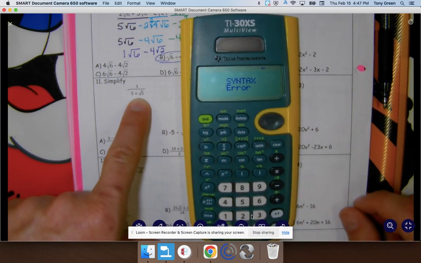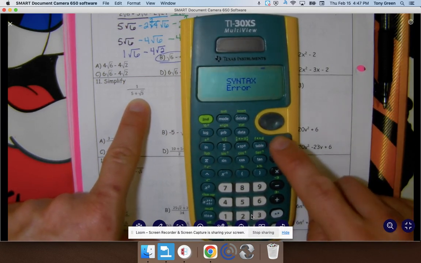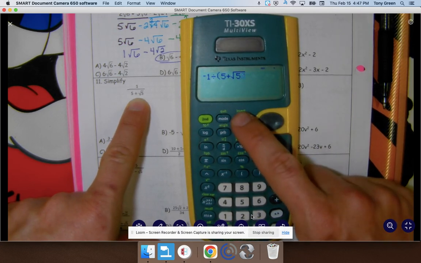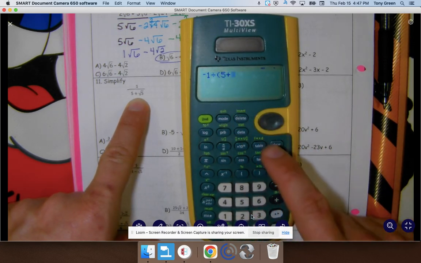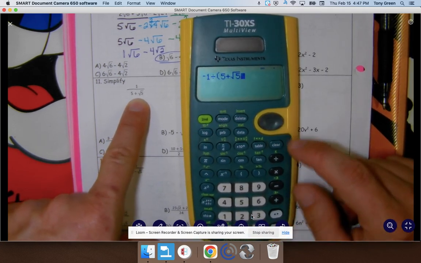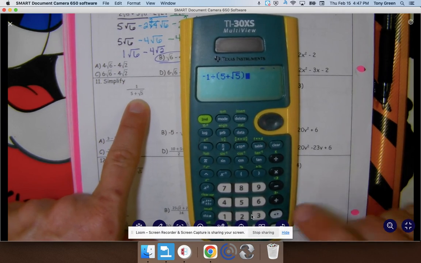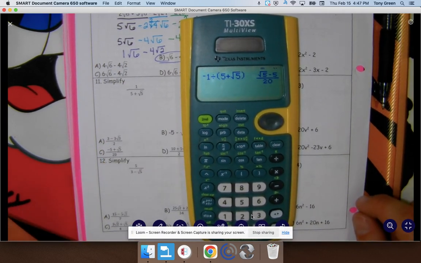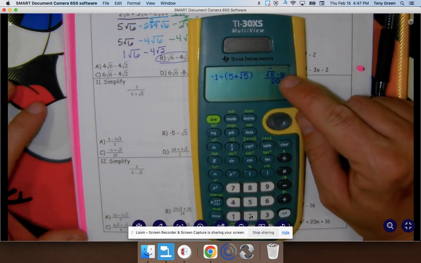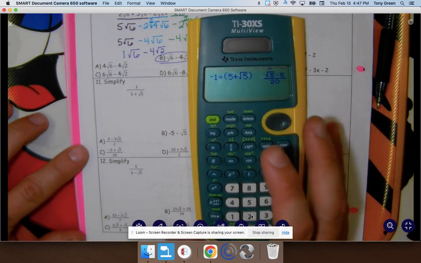Hit enter, and it did not understand what to do. Make sure I didn't make any mistakes. I did. So 5 plus the square root of 5 will come out of that square root and close the parentheses. And it did it for us. So 5 square roots of 5 minus 5 over 20.